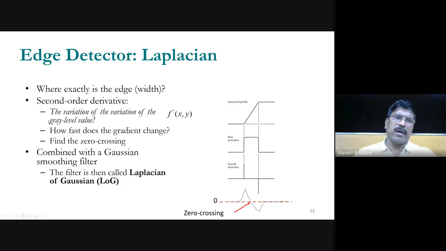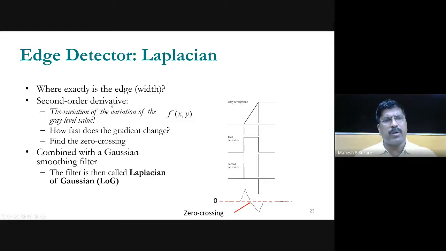You know that when you take the derivative of the derivative, suppose this is the gray level profile, continuing with the earlier example. If you take the first derivative, you get the first derivative like this of this gray level profile, and if you take the second derivative, you get the edge direction basically, right? So the edge direction is like this for the second derivative, and here you get the zero crossing. So where exactly is the edge, what is the width, and so on.